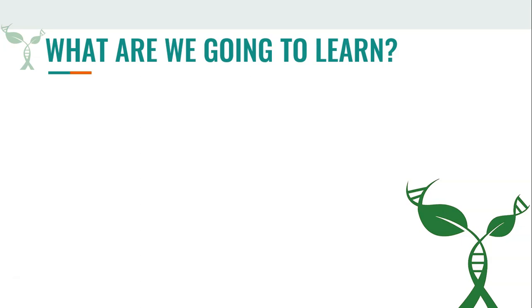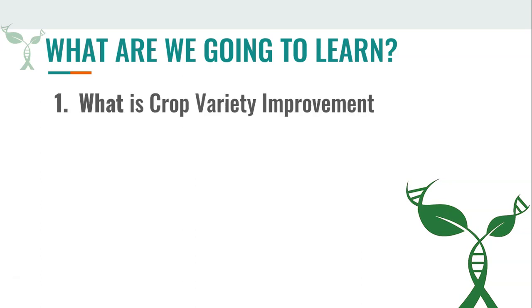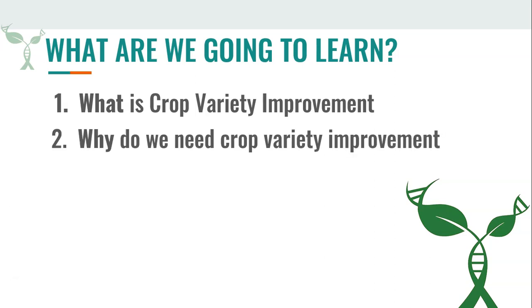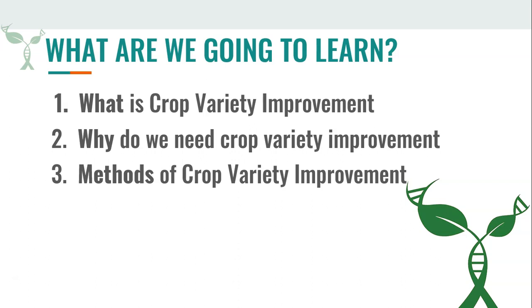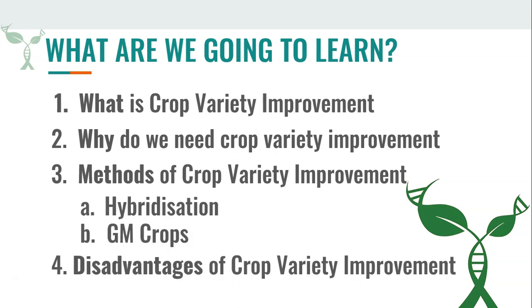Today we're going to be learning about crop variety improvement. So the subheadings for this lesson: what is crop variety improvement? Why do we need crop variety improvement? The methods of crop variety improvement, such as hybridization, GM crops, and the disadvantages of crop variety improvement. So in this lesson, I'll be going through all these different topics. Hope you enjoy.